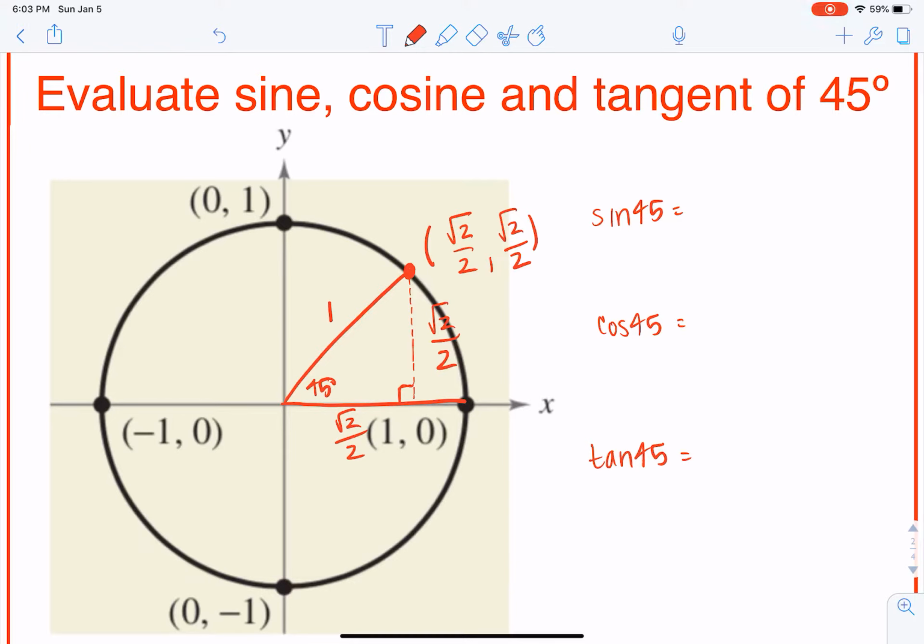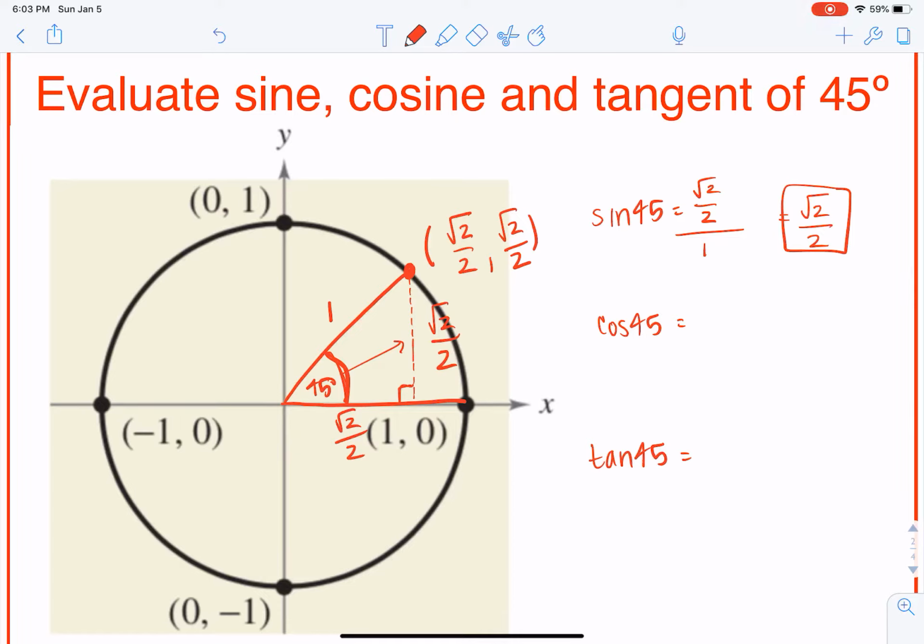So knowing what I know about these right triangles, I know that sine of 45 degrees is going to be the opposite over the hypotenuse. So square root of 2 over 2 all over 1, which will just end up leaving me with square root of 2 over 2. Cosine of 45 degrees, so again, here's my 45-degree angle.